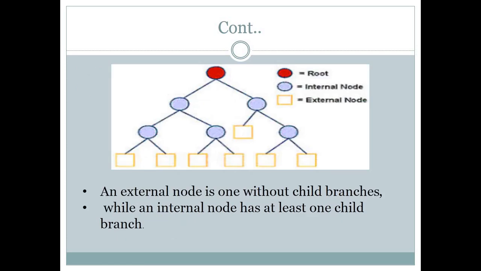Now next concept is internal node and external node. So here in the figure it is clearly described that this red dot is our root node, these square boxes in yellow are our external nodes, and these blue round nodes are our internal nodes. So this is the basic terminology: every leaf node is an external node, and except the leaf nodes and root node, other nodes will be our internal nodes. Our definition says that an external node is one without child branches, means this node does not have child branches, and an internal node has at least one child branch.